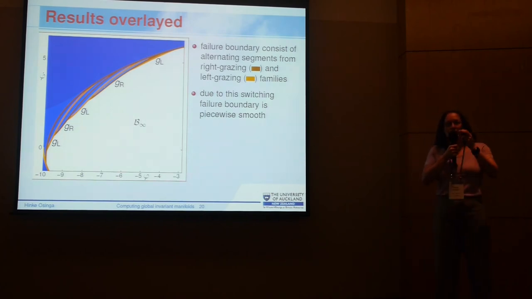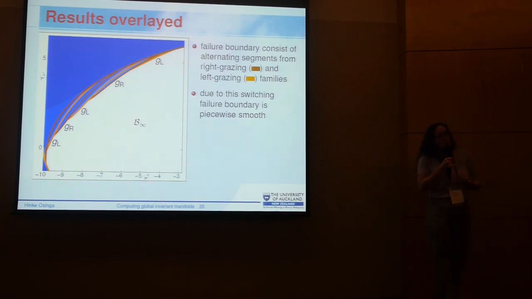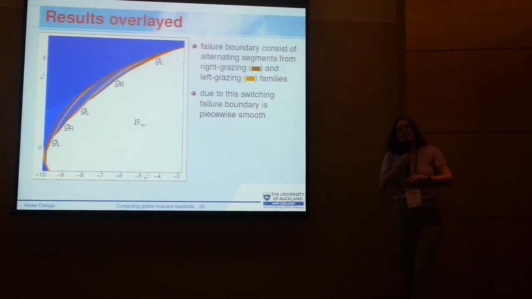And so I have a very nice alternation that introduces a piecewise smoothness in my failure boundary that I would not get from the equations. So that's quite intriguing. Now, I also see that I have these additional curves here that are actually in the regime where I fail. These are grazing orbits that will fail a bit later. And they actually have very nice meaning.